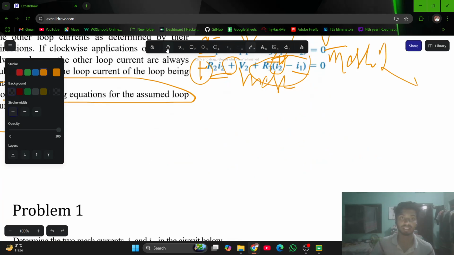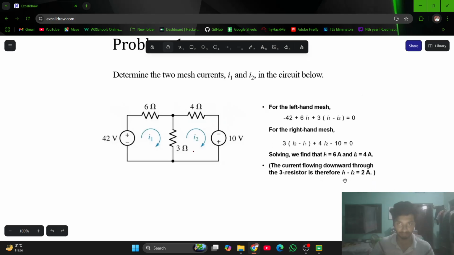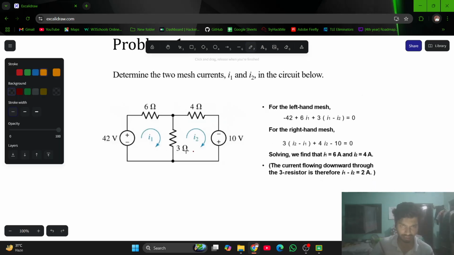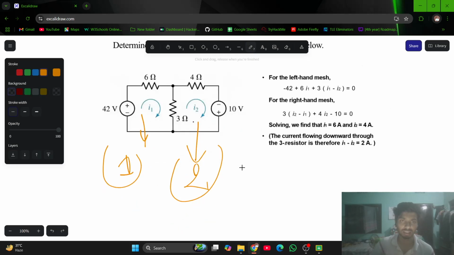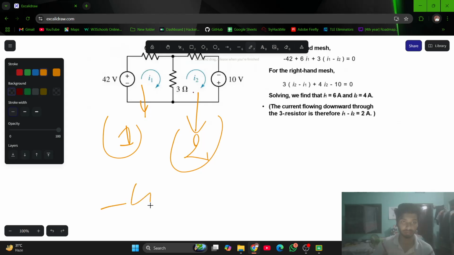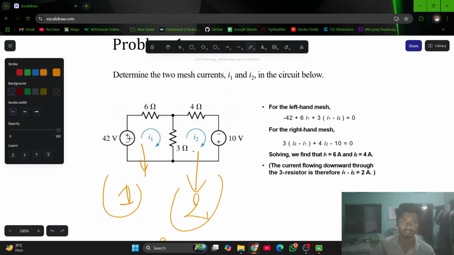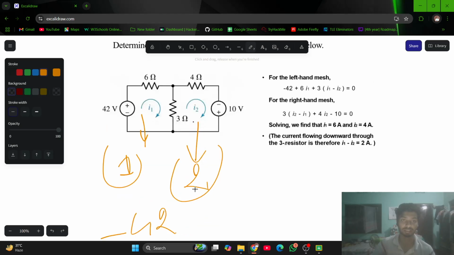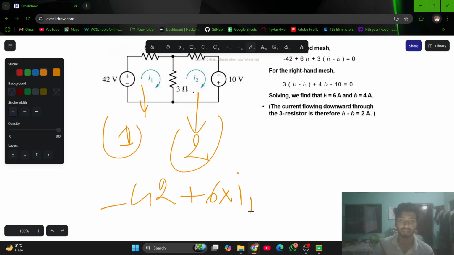So let's now quickly solve our problem by using mesh analysis. In this case, we have two meshes. One is mesh 1, and suppose the other is mesh 2. If we apply mesh analysis on mesh 1, we can easily say that the current is passing through the negative side of the voltage, so we can write minus 42. Then the current is entering from the positive side of a resistor. As a result, we write a positive sign, then 6 ohm. Then the 6 ohm current and I1 are the same, that's why 6 ohm into I1.